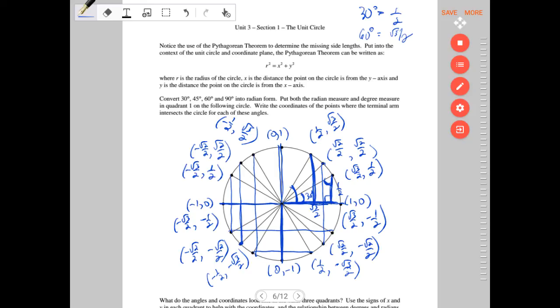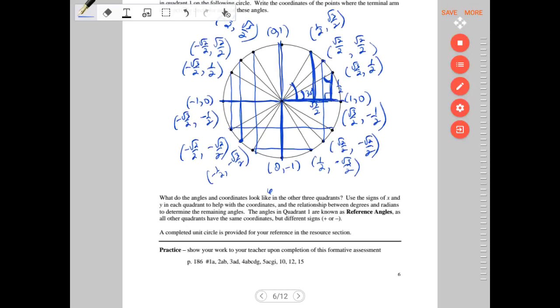Okay, these coordinates are also all on the unit circle in your reference section. So if I were you, I would draw another circle and practice doing this over and over again until you have them well remembered, because you're going to be using these from now on in this unit for trigonometry.